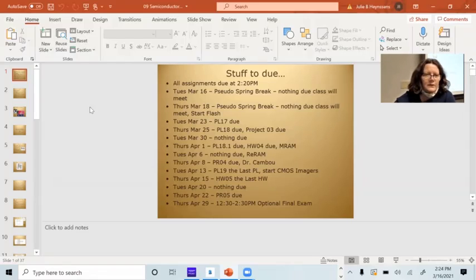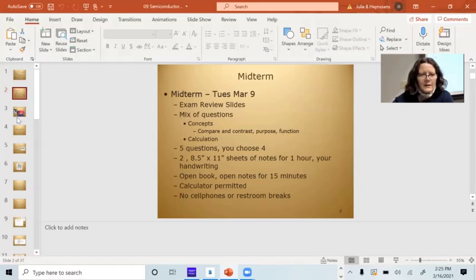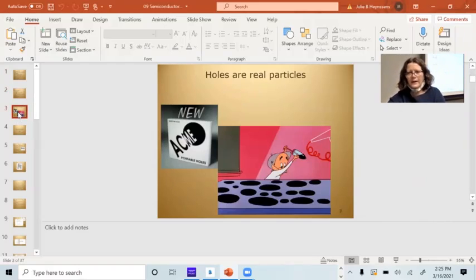Then we get into some other stuff. Flash will come after this. So on Thursday, we'll start Flash. Today is mostly about how we get the threshold voltage of a MOS transistor.